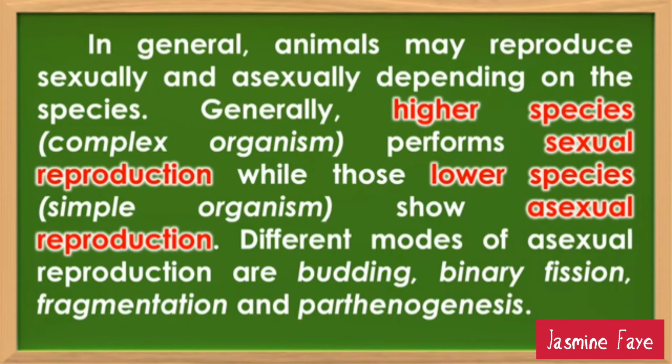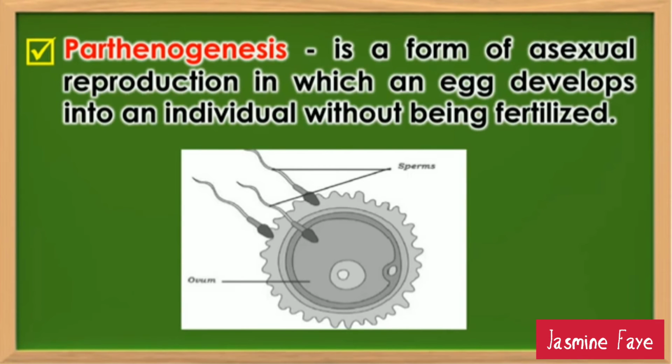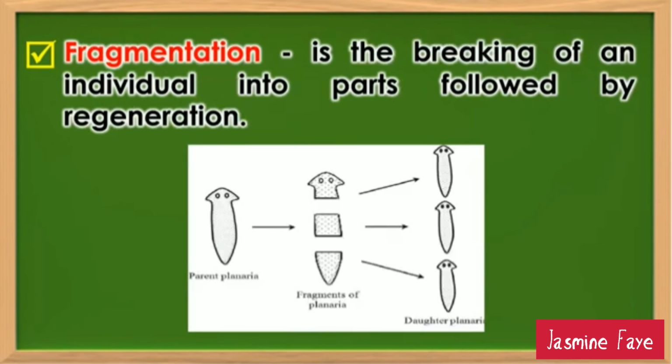Different modes of asexual reproduction are budding, binary fission, fragmentation, and parthenogenesis. Parthenogenesis is a form of asexual reproduction in which an egg develops into an individual without being fertilized. Fragmentation is the breaking of an individual into parts followed by regeneration.